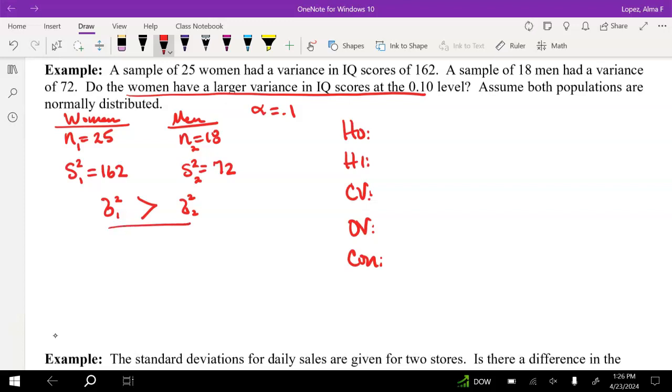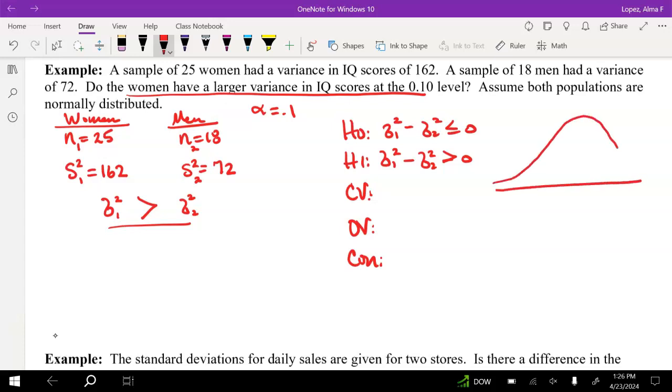That is going to give me the alternative. So after I move the sigma sub 2 squared over to the other side, I'm going to get sigma 1 squared minus sigma sub 2 squared is greater than 0. And we'll build the null hypothesis accordingly. Now, it looks just like a normal distribution. This one is a right tail test. Because it is a single tail test, the entire alpha goes into that tail.